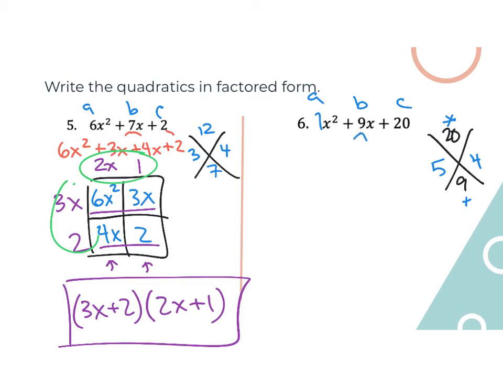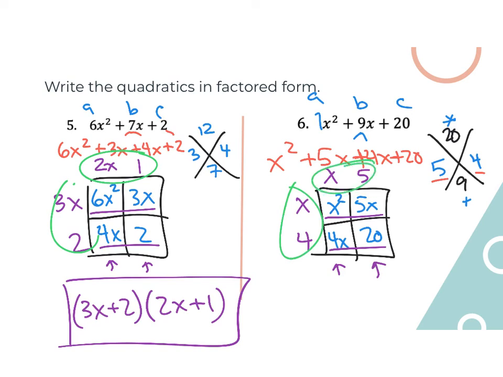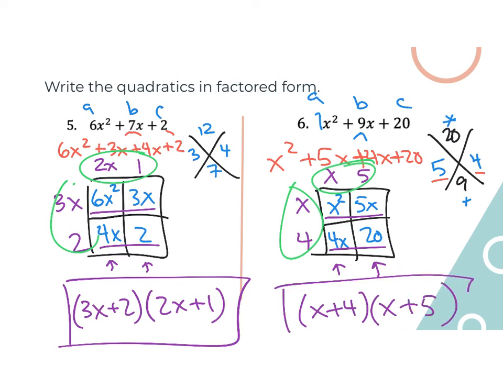So split apart that 9x in the middle and put those 5x and 4x in between. X squared plus 5x plus 4x plus 20. Sorry, I'm not writing my pluses very well there. Here's the box. I've got x squared, 5x, 4x, and 20. GCFs. X squared and 5x, I can take out an x. 4x and 20, I can take out a 4. X squared and 4x, I can take out an x. And 5x and 20, I can take out a 5. So here's that. I end up with x plus 4 and x plus 5 for my factored form.